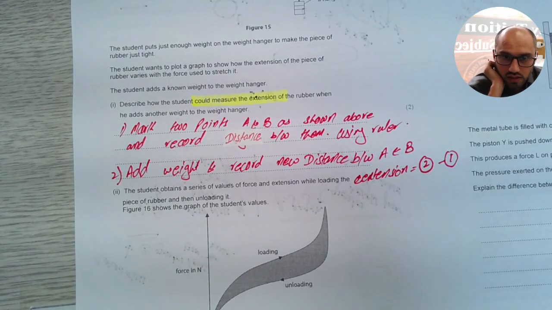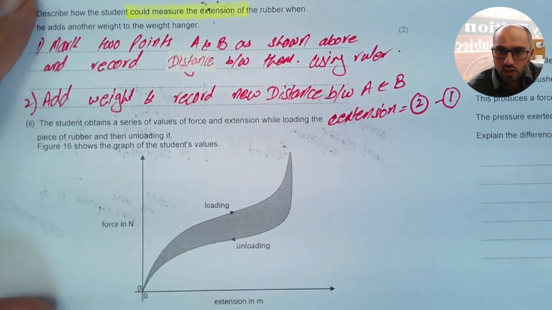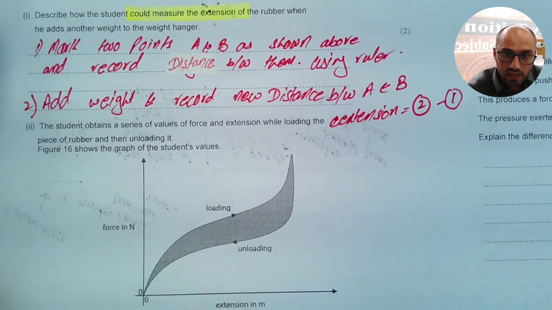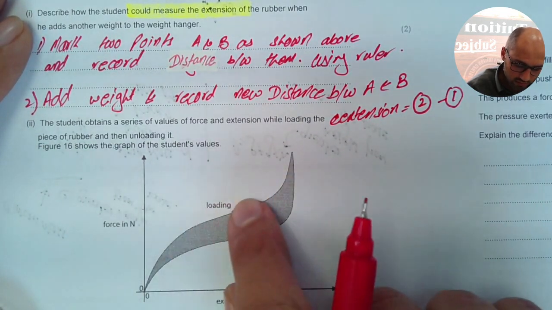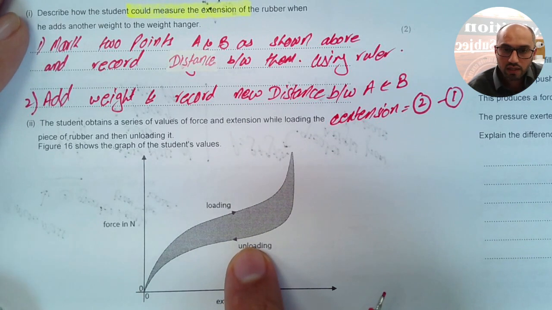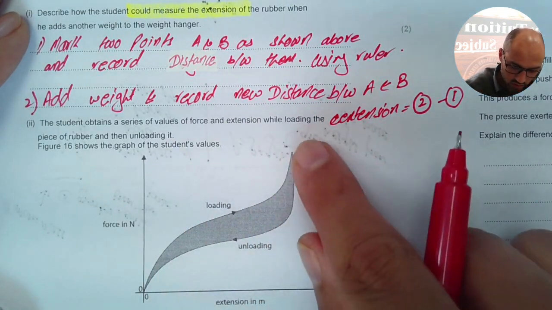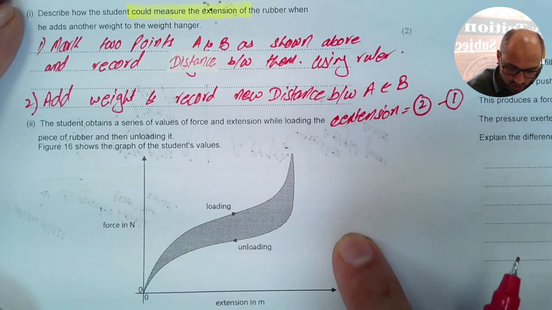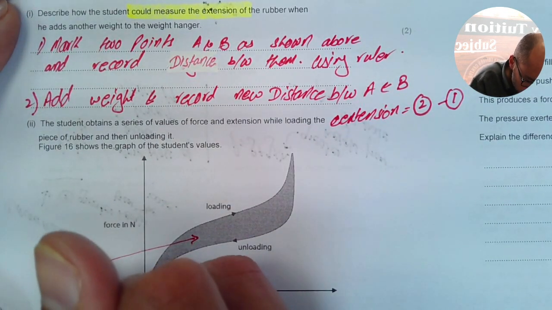Next part says the student obtains a series of values of force and extension while loading the piece of rubber and then unloading it. So while you're loading, this is the graph. So all the area under this graph is my work done, or I can say energy stored in the rubber while it was being loaded. When you started unloading, it gives out only this much energy. So I can say this shaded area is energy lost.